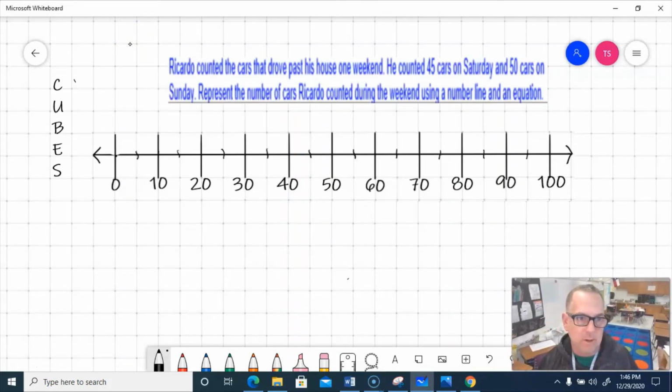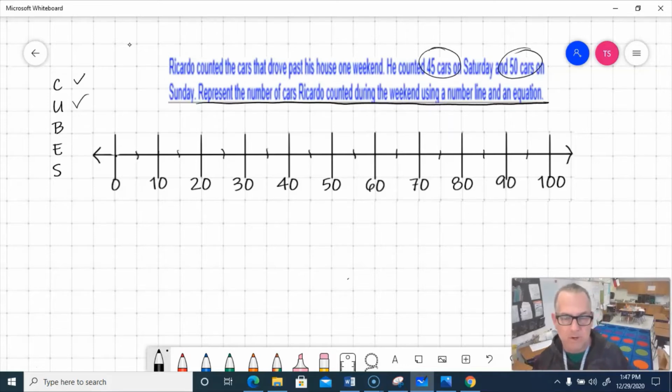So first thing I'll do is circle important information. That's 45 cars on Saturday and 50 cars on Sunday. That looks like all the important information. I'm going to underline what I need to do, and that is represent the number of cars Ricardo counted during the weekend using a number line and equation. So I'm going to box in some operational clues.